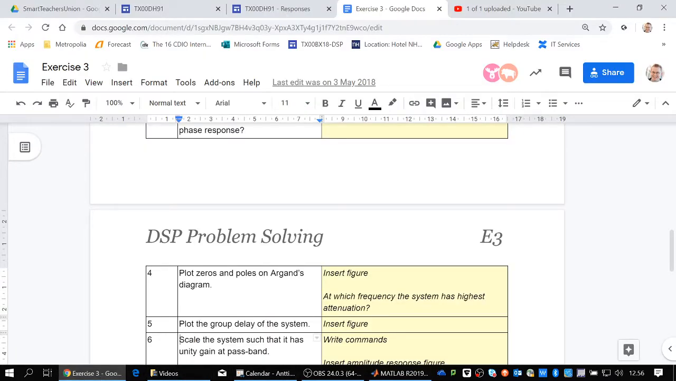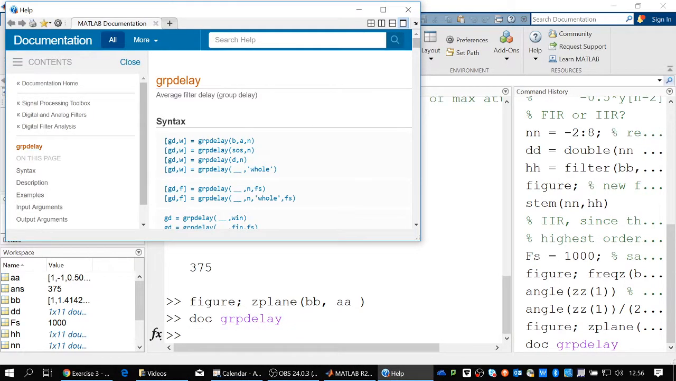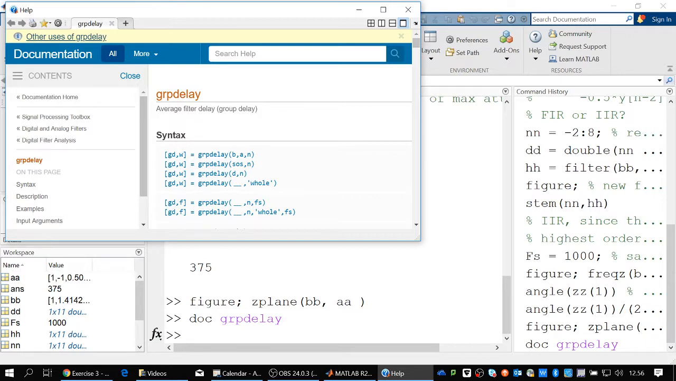Other than that, it's still the same thing. Okay, group delay. How do I get the group delay? Let's see, doc grpdelay. Does it find it? Yes. Oh wow, I'm so good at finding this help. Okay, you saw the quick help of the MATLAB window, but there's also this full help. When you write doc grpdelay, for example, it gives you the instructions on how to use the group delay function.